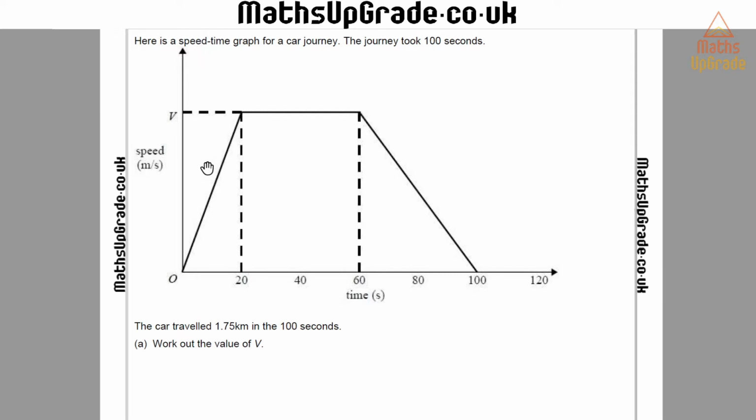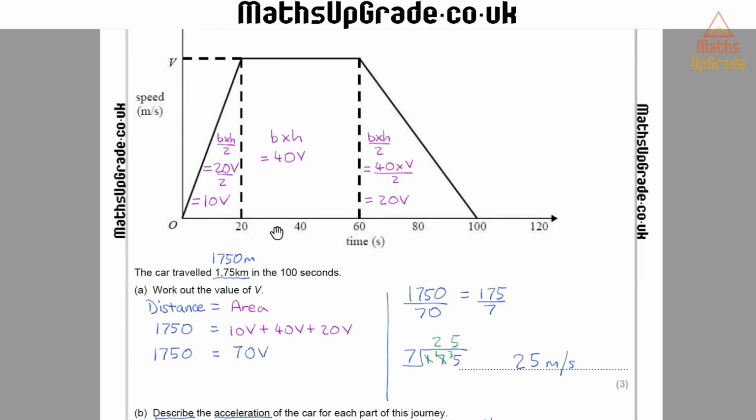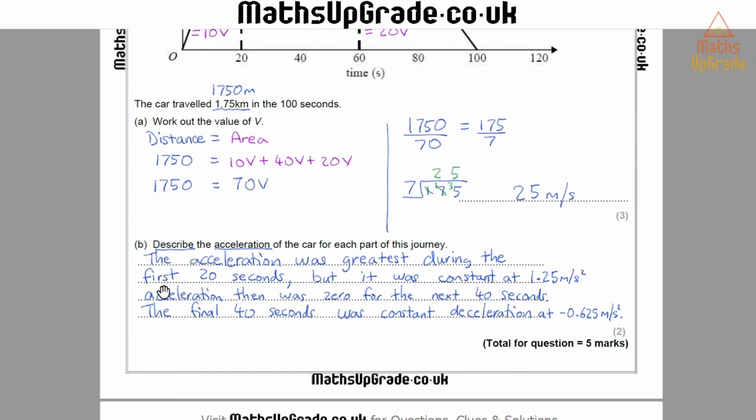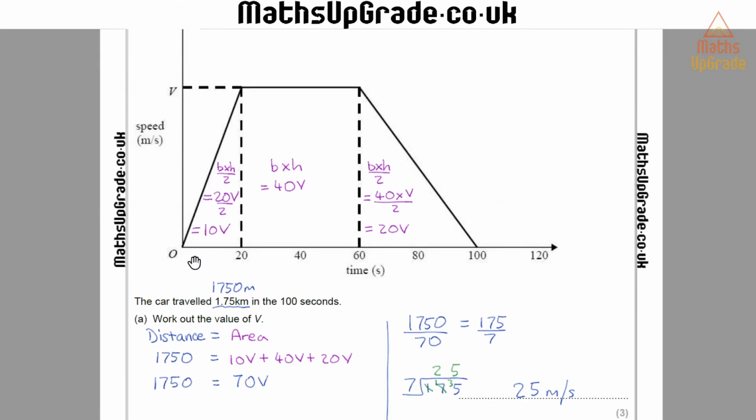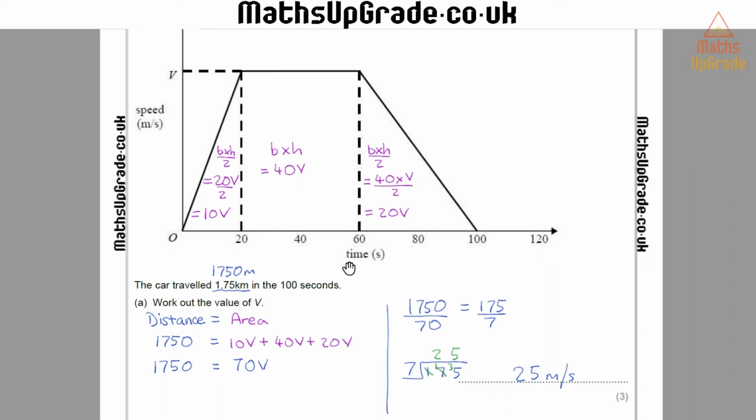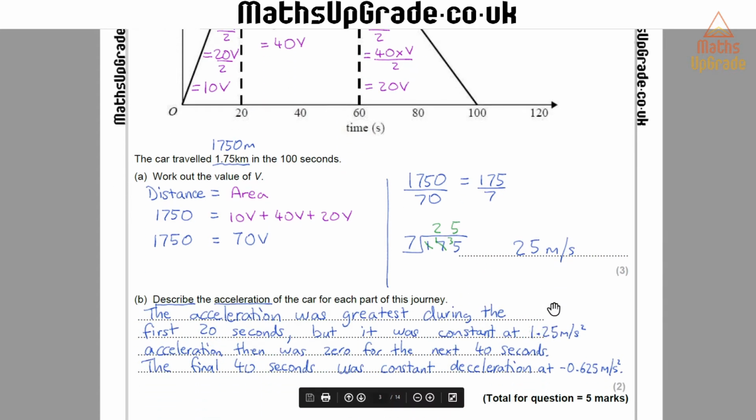And to actually give values for the acceleration, we need to find the gradient. The gradient is given by the y distance divided by the x distance. So let's work that out. I've put here that the acceleration was greatest during the first 20 seconds, and it was constant at 1.25 meters per second squared. The way I've worked that out, for the gradient, the y distance is 25 divided by 20. 25 divided by 20 is 1.25.